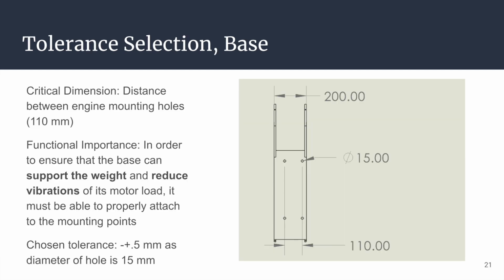The tolerance of the base was selected with respect to the distance between the engine mounting holes. This is because the engine is the part we do not manufacture in-house and is the most vital component that cannot be altered, so therefore it needs to be mounted correctly to have its weight supported by the base. Proper mounting also ensures vibration reduction. The chosen tolerance is 0.5 mm as the diameter of the hole is 15 mm.